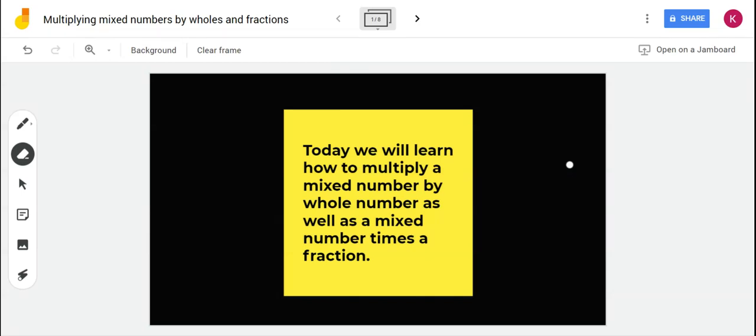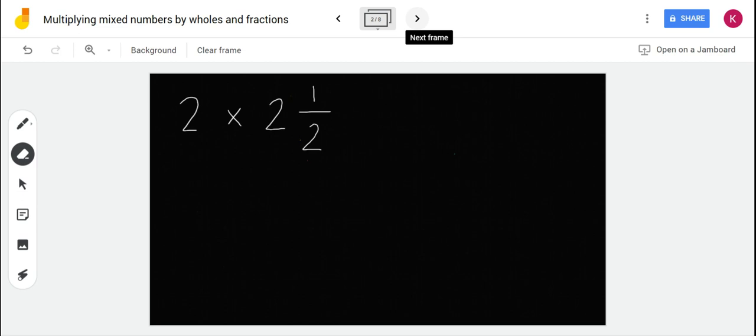Today we will learn how to multiply a mixed number by a whole number, as well as a mixed number times a fraction. So let's jump in. If I have this example, 2 times 2 1/2, you might think this is an easy problem, but it may not be the exact answer you think it is. So let's get working on this before we actually figure out what our answer is.